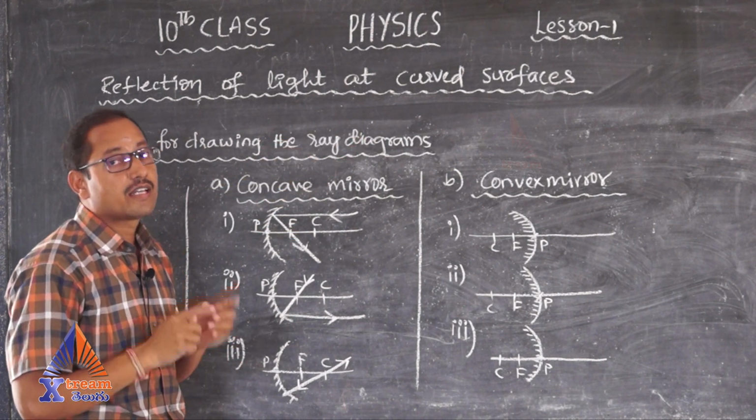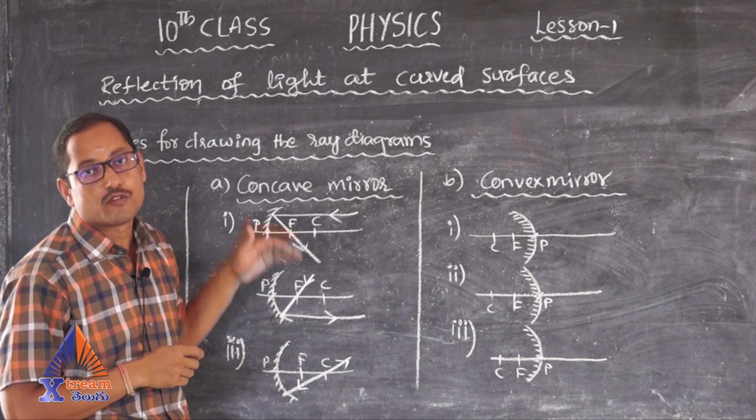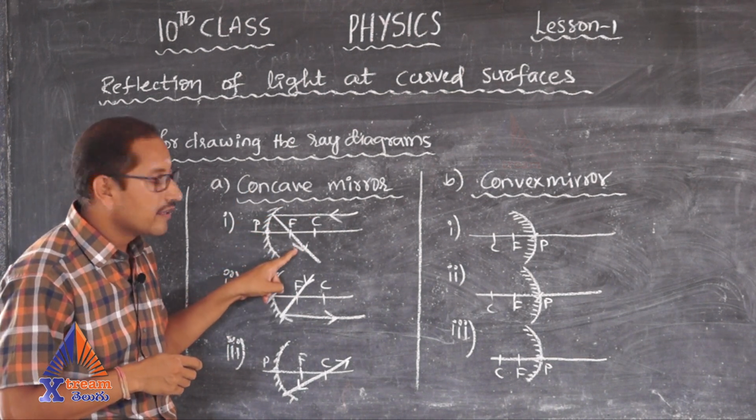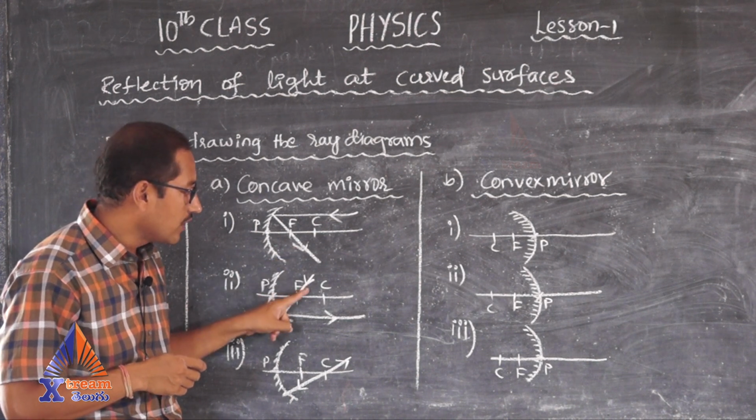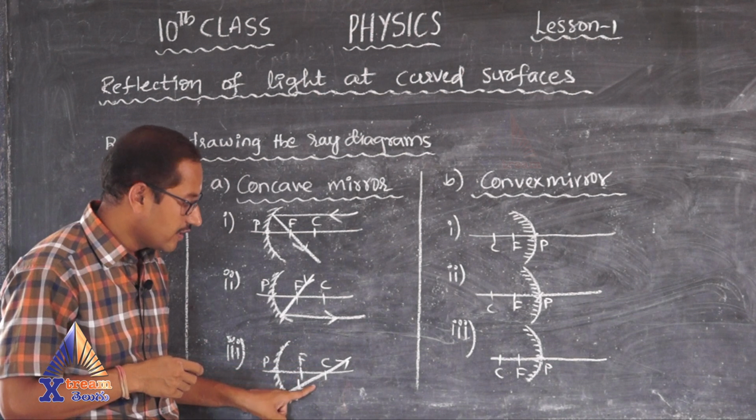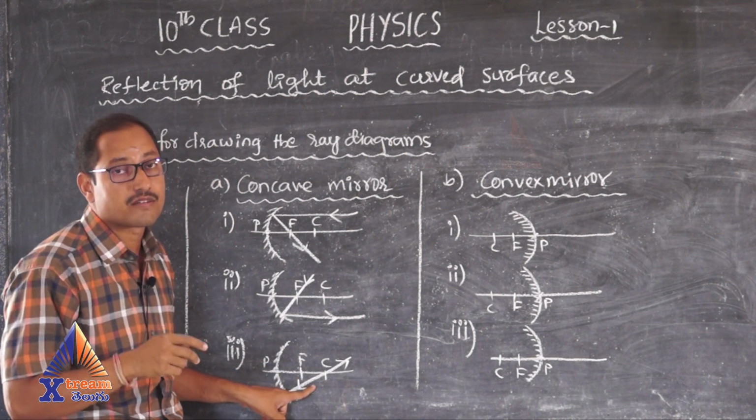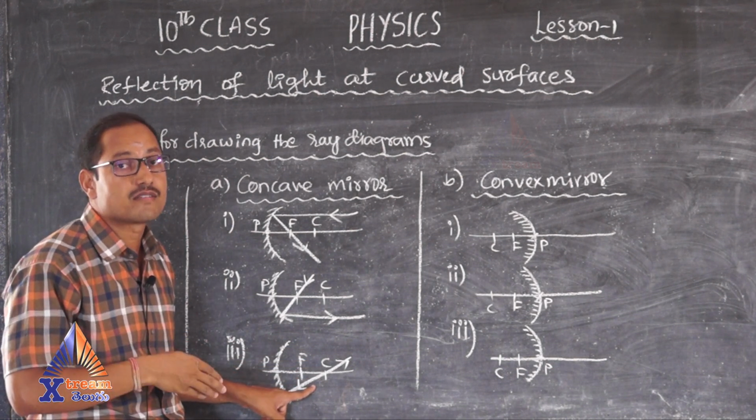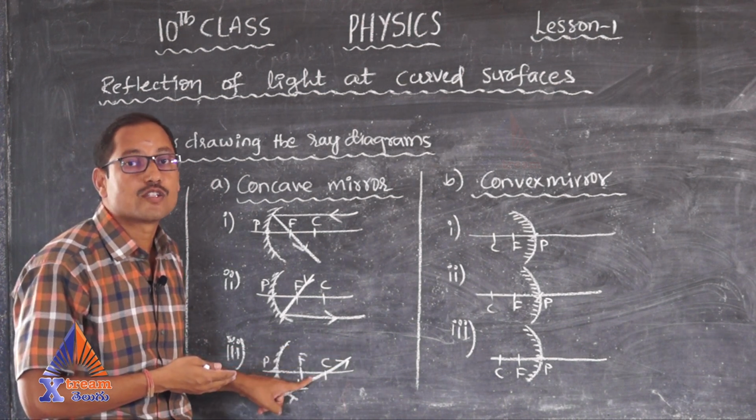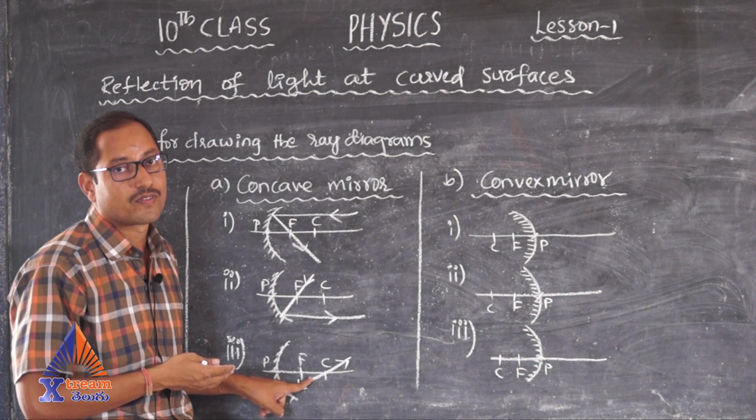Whereas we can see 2 different rays in the first 2 cases. This is incident ray and this is a reflected ray. Here also this is incident ray and this is reflected ray. Whereas we don't see 2 separate rays, that is, separate incident and reflected rays are not possible when the incident ray is through the center of curvature.